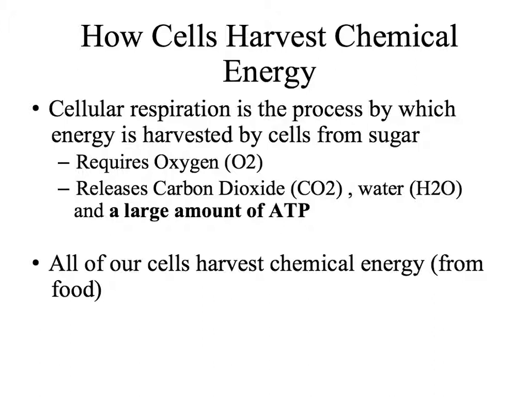Cellular respiration is the process by which the energy is harvested by cells from the sugar. It requires oxygen, releases carbon dioxide, water, and a large amount of ATP. So again, we talked about the energy currency. ATP is really our energy currency in the cells. And all of our cells are going to harvest chemical energy, and we get that from food. So whether it's from the plants that we eat, other animals, etc.